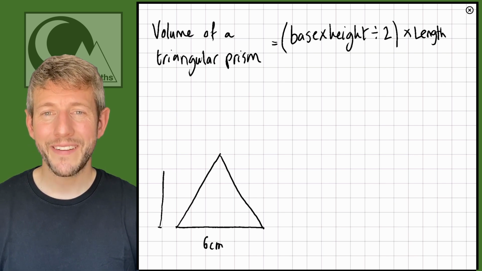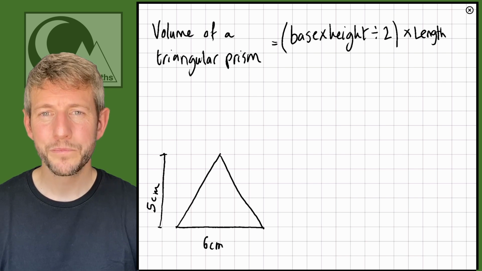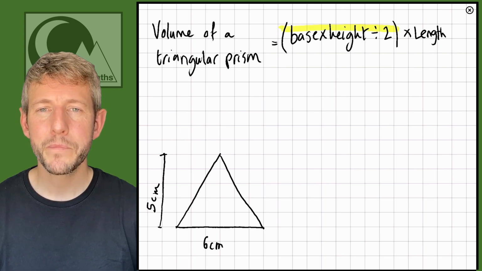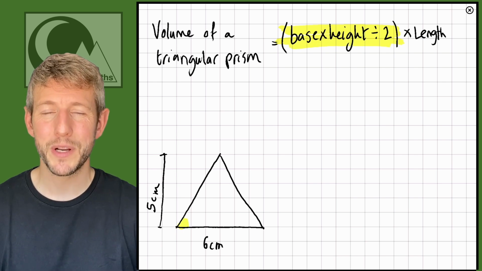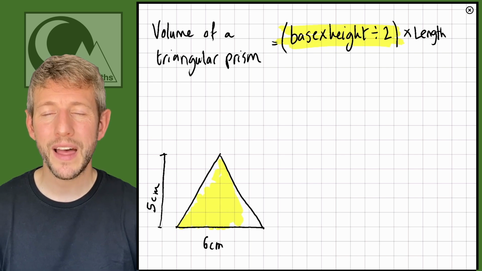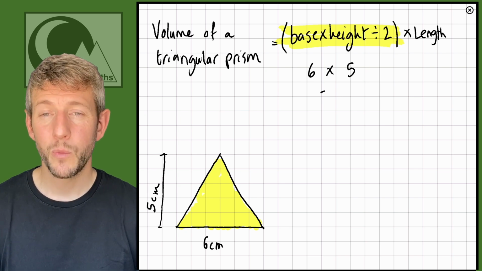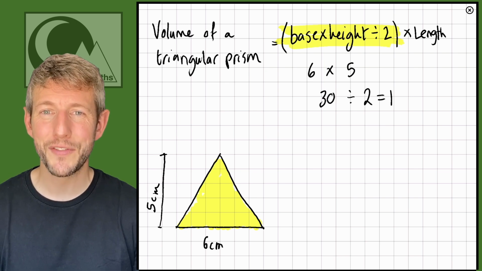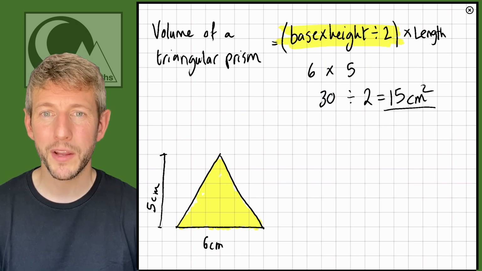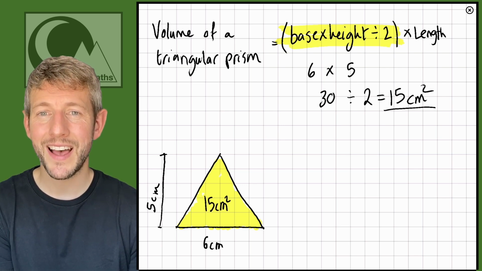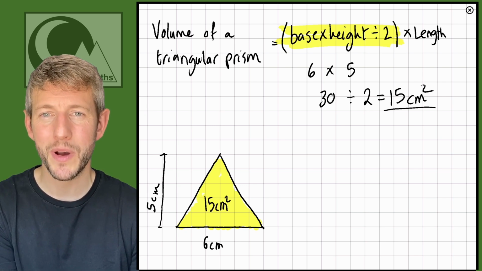If I wanted to calculate the area of this triangle, I'm going to use the first part of this formula, which is base times height divided by 2. Okay, so let's have a quick look at that. So we've got 6 times 5, which is 30, and then 30 divided by 2 is 15. Okay, so I know that this triangle here has an area of 15 centimeters squared.